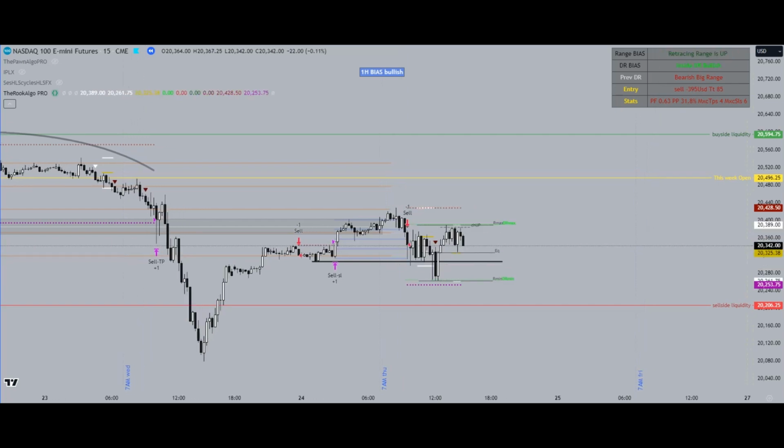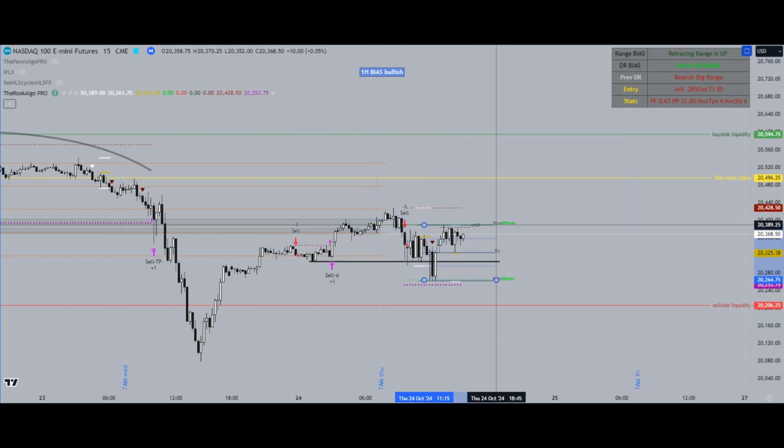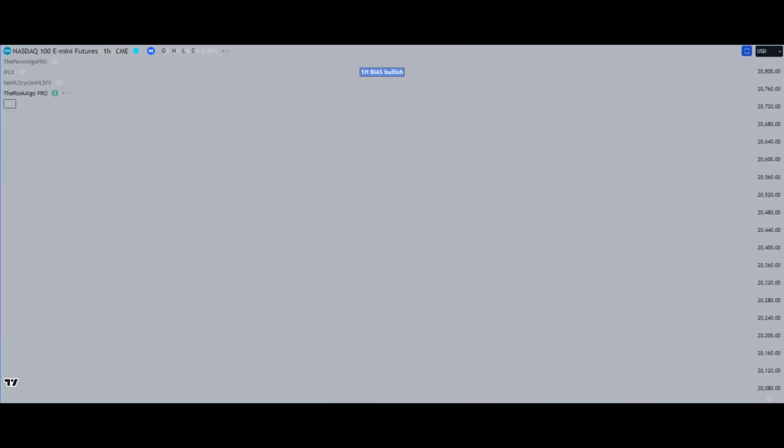We are now in the afternoon session. I will move forward to the next day. In 15 minutes, we notice a new dealing range with a bullish potential.